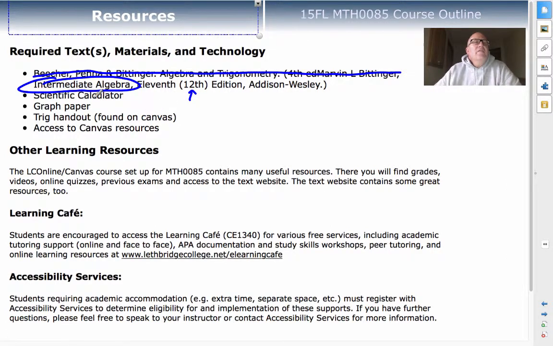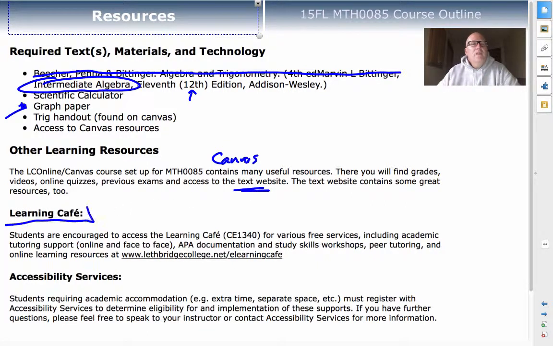You want to have a scientific calculator. If you have some graphing paper, that'd be awesome. And then the trig handout. Unfortunately, they don't have trigonometry in this book, but we do provide you with a handout of the trig posted in Canvas. Other learning resources that you might want to use going into Canvas, there's lots of information there. The text website will have additional helps as well.